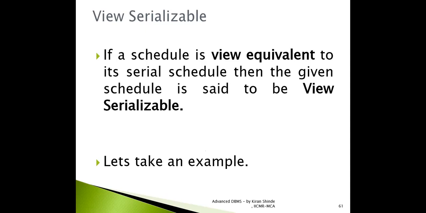After checking all these three conditions, what are you going to interpret? If a schedule is view equivalent to its serial schedule, then the given schedule is said to be view serializable. It means when you are given two schedules to compare and check whether they are view serializable or not, first of all, you need to scan those two schedules with respect to these three conditions and interpret whether they are view equivalent to each other or not. When you conclude that these two schedules are view equivalent to each other, then we can say that those are view serializable schedules. So let's try to understand with an example.